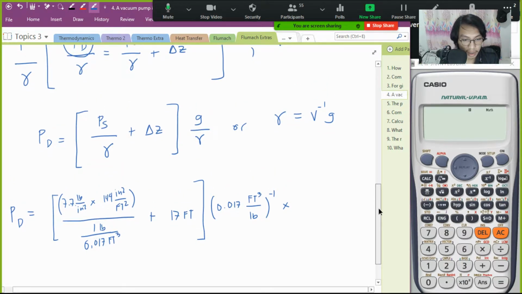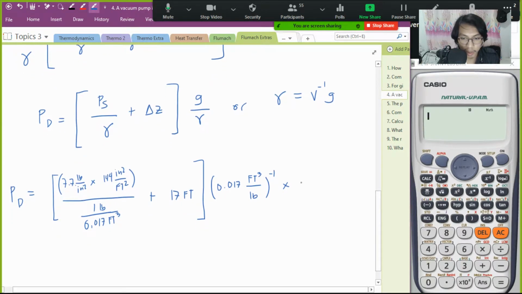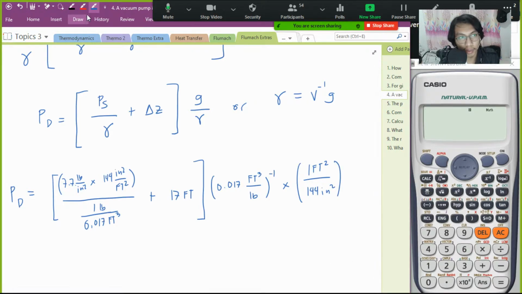Times. Ang lalabas dito, feet squared. I-multiply natin ng 1 feet squared per 144 inch squared. And then, check natin yung units na matitira. Inch squared. Tapos dito, feet. Ang natira, feet sa loob. Ito, babaliktarin mo to. Inverse niyan.